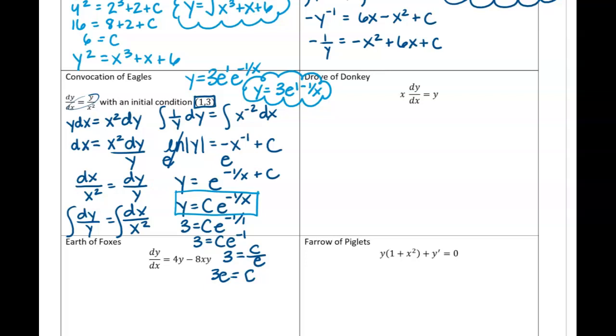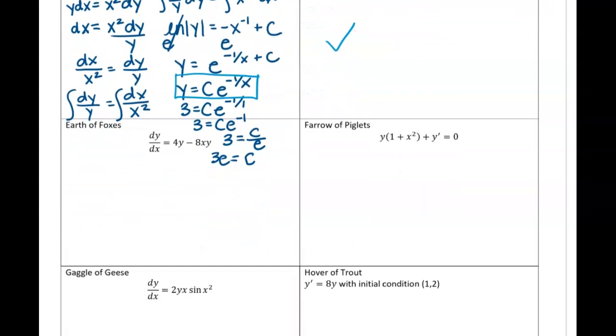Does it get any better? No, definitely not, huh? I'm going to leave Drove of Donkey for you guys to do. Should we do this one?